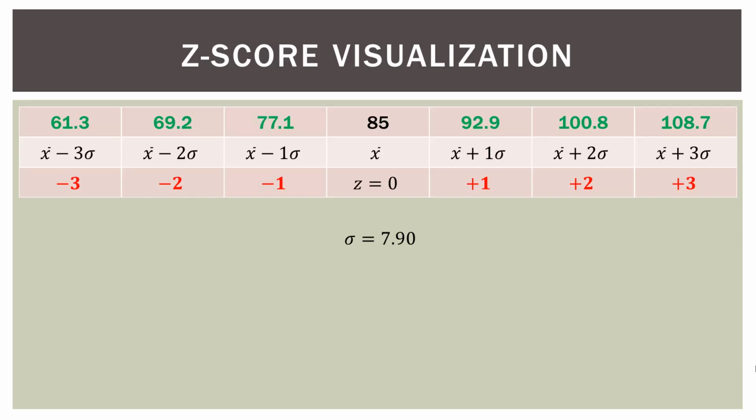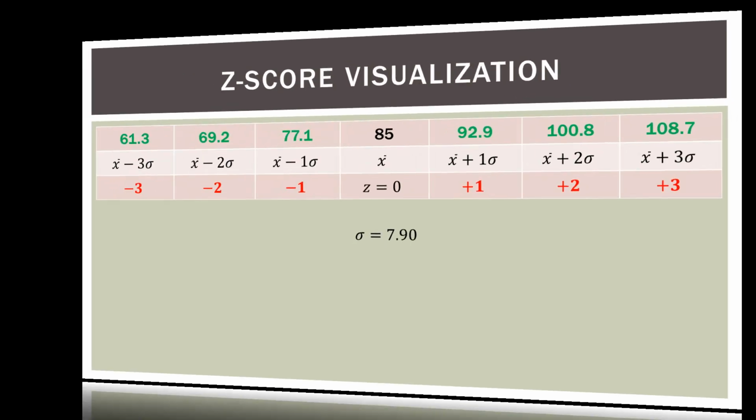And then to figure out our numbers above, it's just simple mathematics. If we're 3 deviations above the mean, then we just have x bar, our mean of 85, plus 3 times our standard deviation of 7.9. And that gives us 108.7. And then we do the same thing there for the negative side.